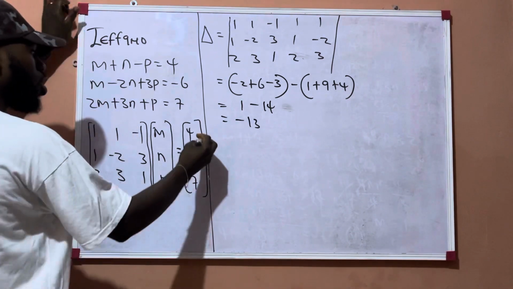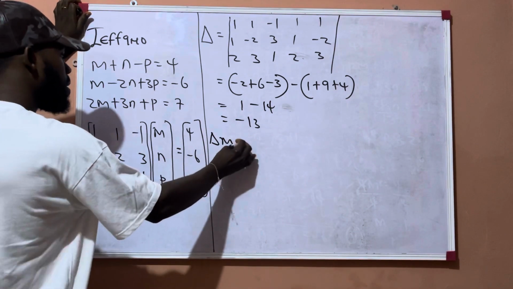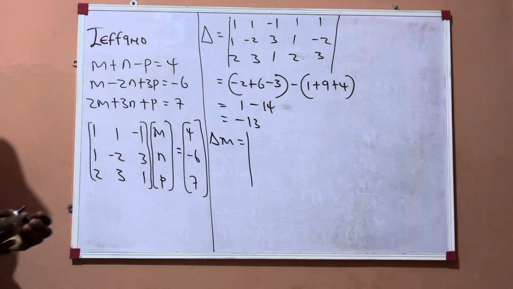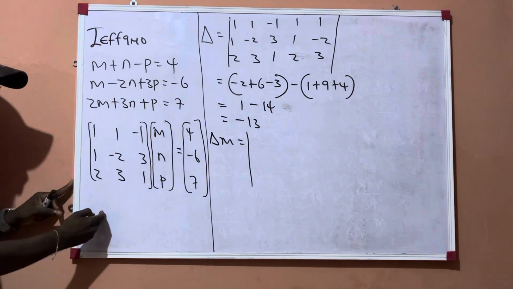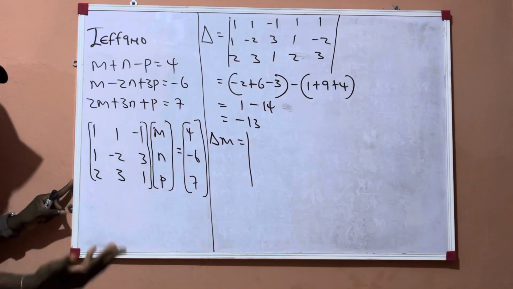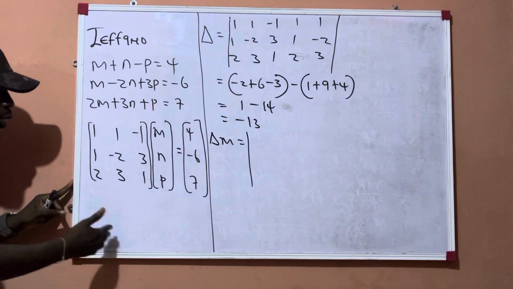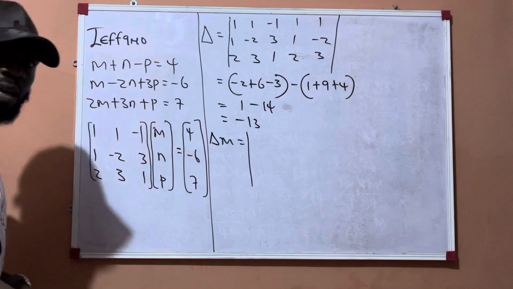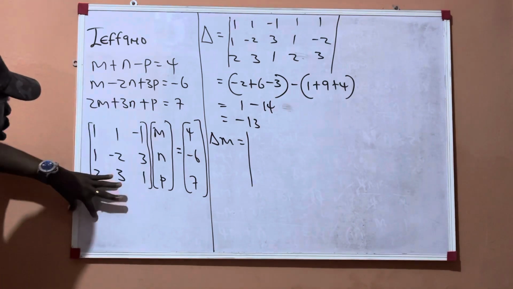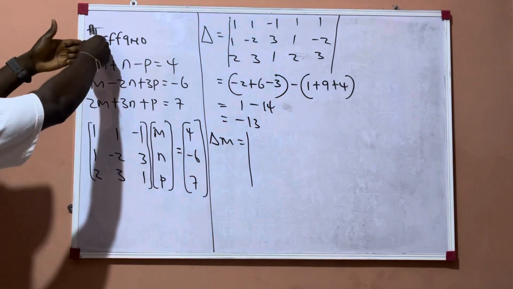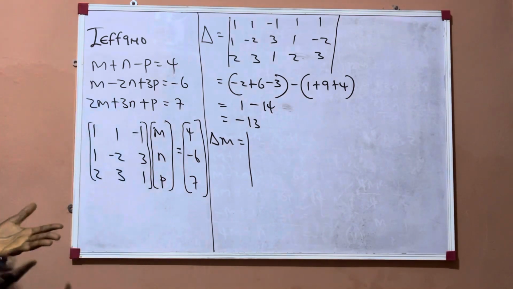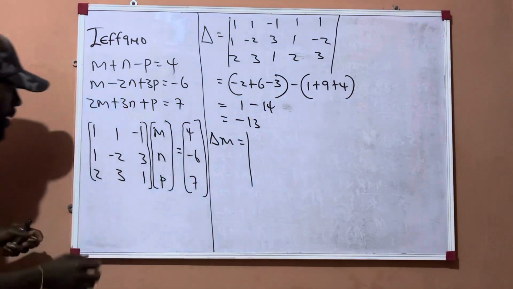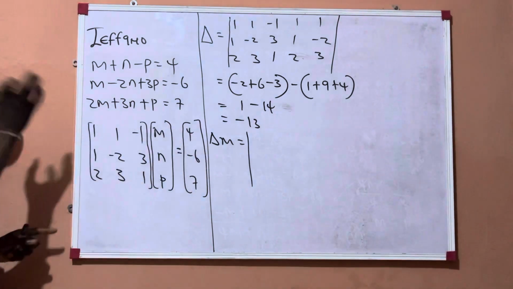Now, how do you solve for change in n? Now, it's very simple. Change in n simply means replacing your m column with your constant and then finding the determinants. Now, the first column here is my m column because if you look at the equation, this is my first column, which is m. So any coefficient here belongs to m. So when you say change in m, it simply means remove this first column and put the constants there.